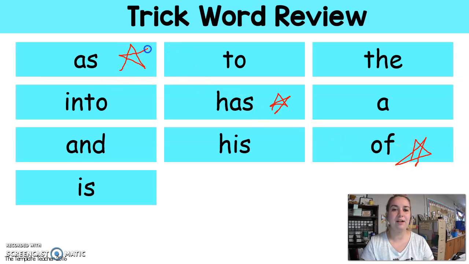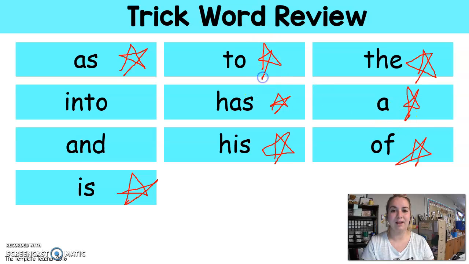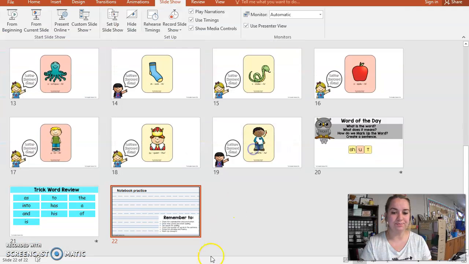Up here. The. Right here. His. Is. A. To. Into. And our last one, and. Right here. Good job.